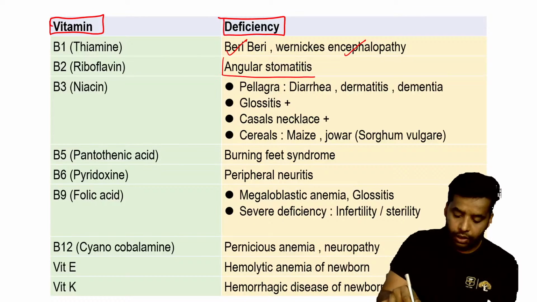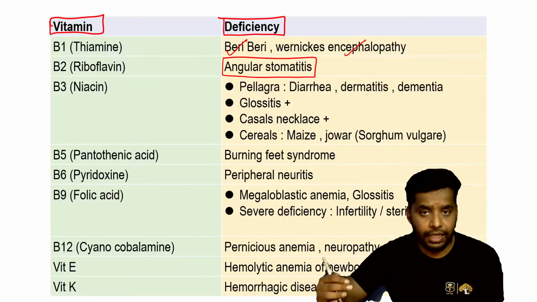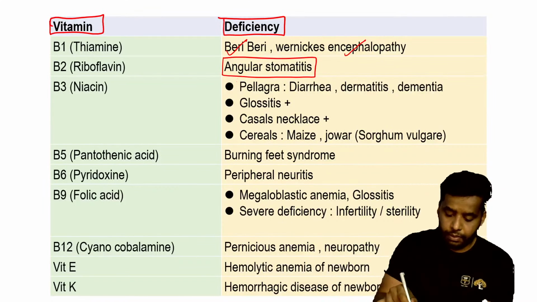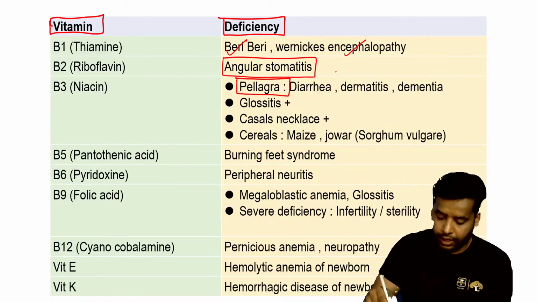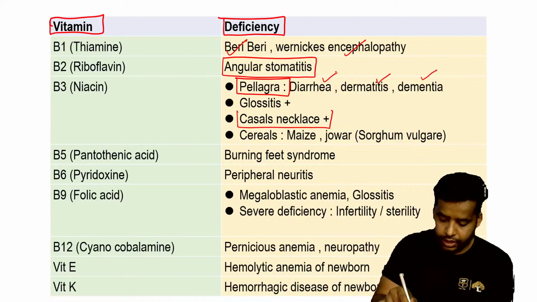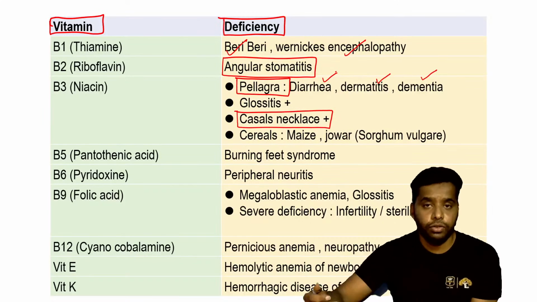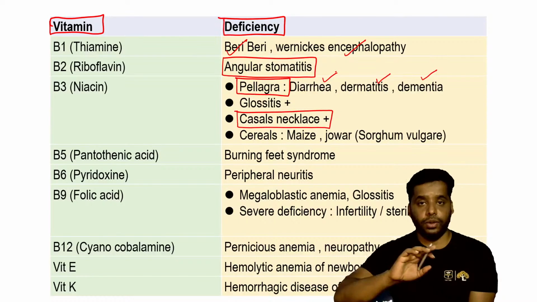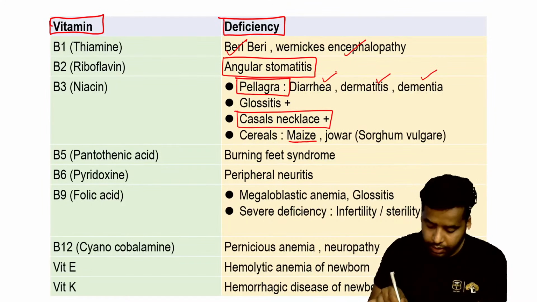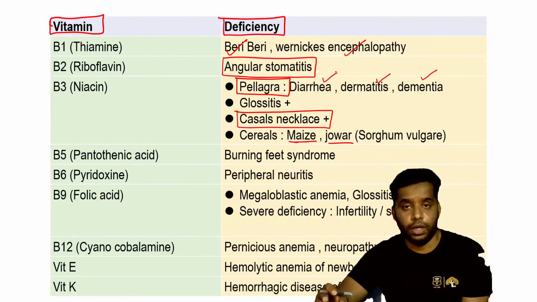B2, angular stomatitis and cheilitis. B3, pellagra, niacin, diarrhea, dermatitis and dementia. Dermatitis, Casal's necklace. Around the neck, photoexposed parts, there is excoriation. Cereals responsible, maize and jowar.